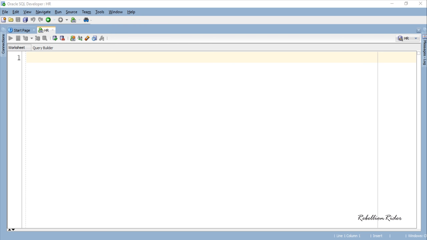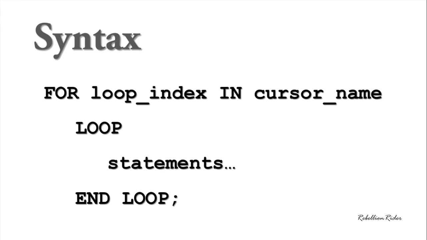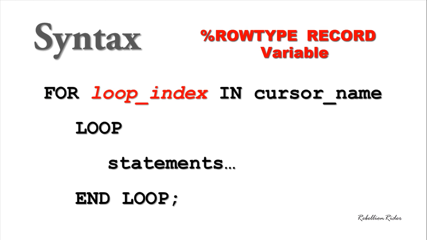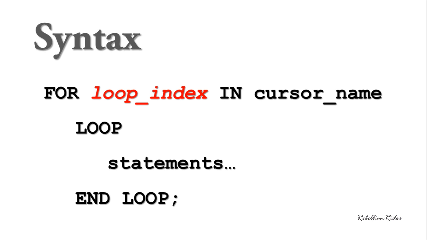But before that, let's take a quick look at the syntax of cursor for loop. Syntax is pretty simple. First line is the loop statement, which starts with the keyword for, followed by that we have loop index. This is a row type record variable, which will hold the data returned by the cursor. Again, we have another keyword in, followed by that, we have to specify the cursor name over which you want to create the for loop. Then we have the loop body where you can write your executable statements.